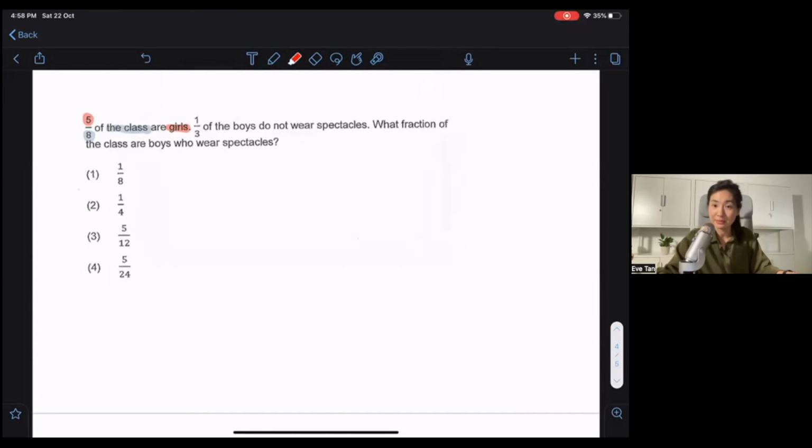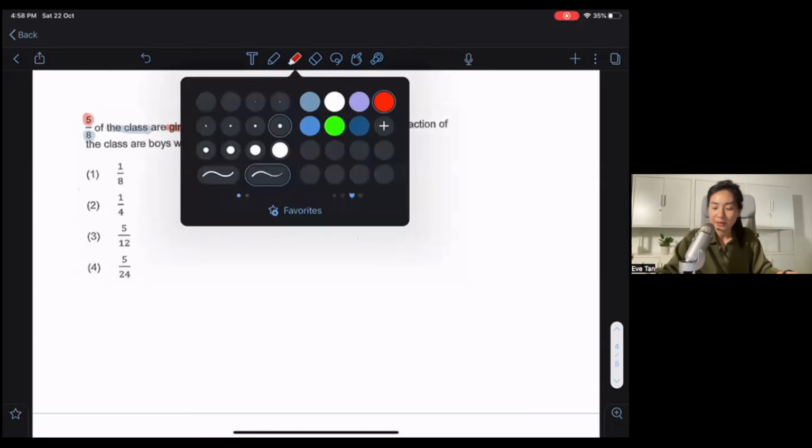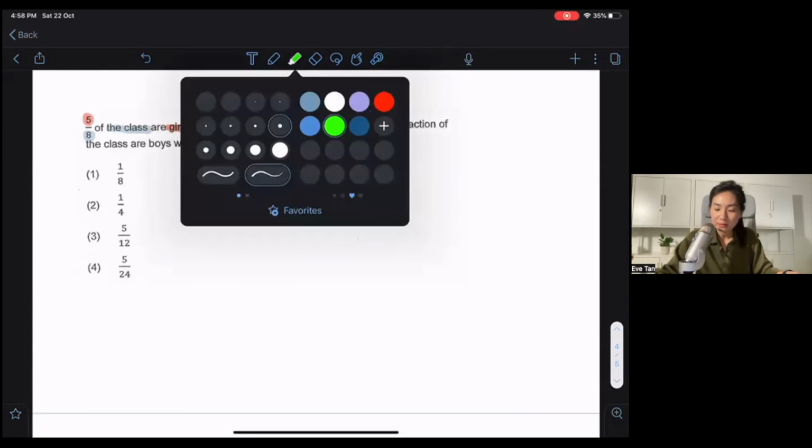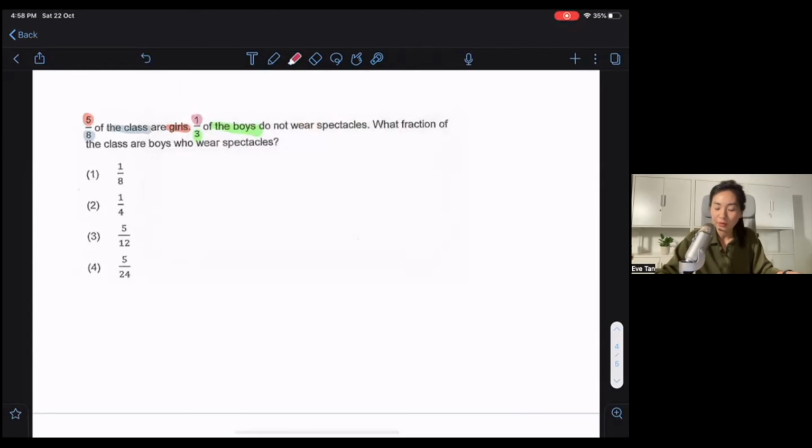Next, let's do the mapping together one more time. 1 out of 3 of the boys do not wear spectacles. So now let us do the mapping again. 3 units will be referring to the boys, and 1 unit will be referring to the boys who do not wear specs. Bear in mind, okay? Lastly, what fraction of the class are boys who do not wear spectacles?